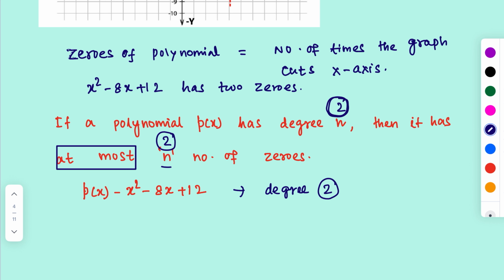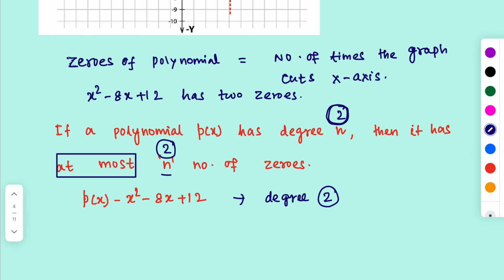And in the example we considered, there are maximum 2 zeros. Now we will see an example where the number of zeros will be equal to 1. For example, we take (x plus 4) whole square. Let it be the p(x) first. Let p(x) be (x plus 4) whole square. It will be equal to 0 when x is equal to minus 4 only. You see.